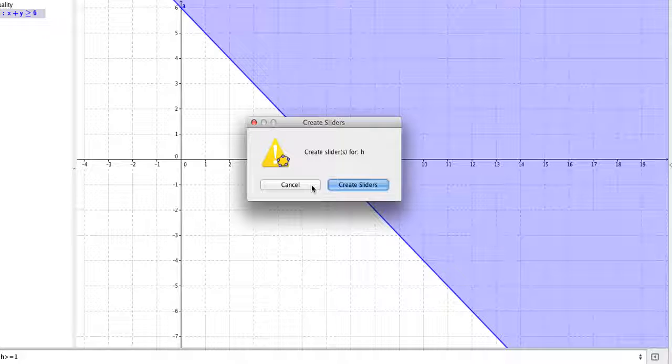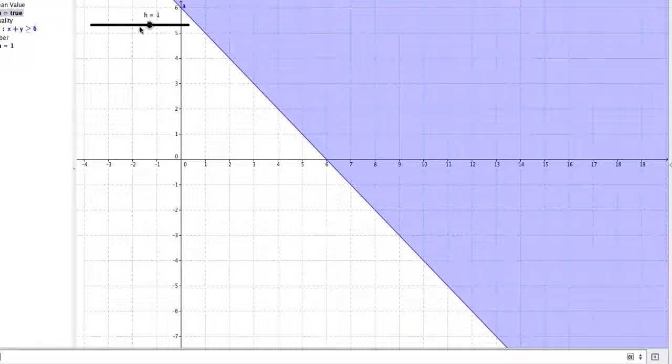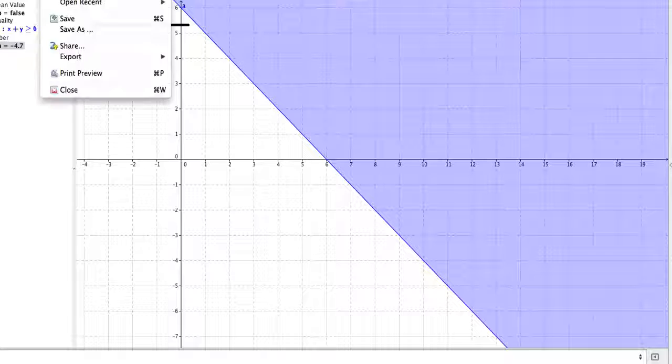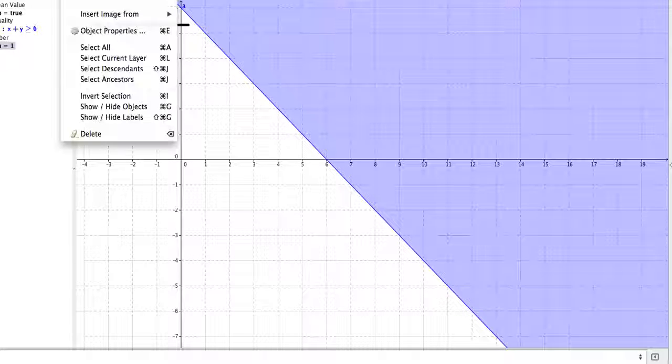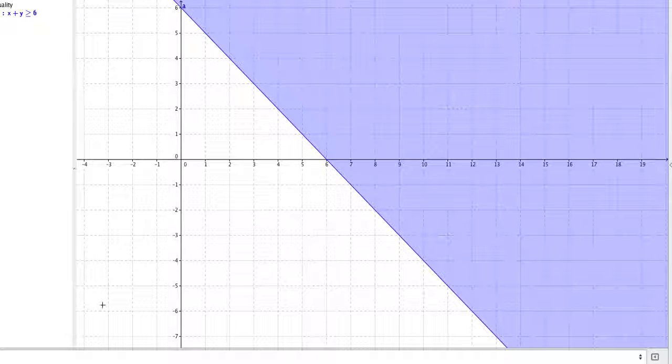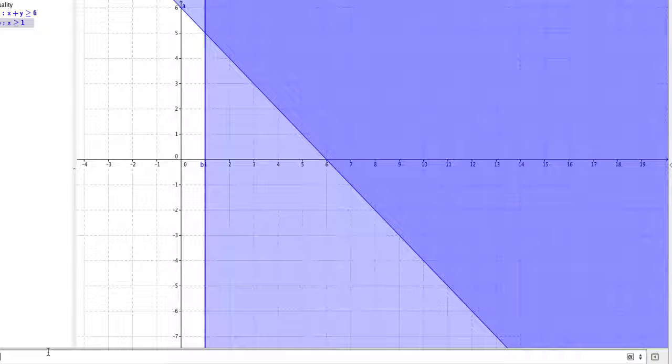You know what? Okay, let's undo that because there is no variable h, and we'll represent it with x. X is greater than or equal to 1. That's the one. There you go. So that's the graph of that inequality, x is greater than or equal to 1.